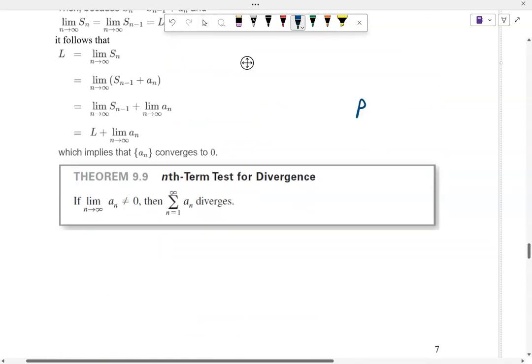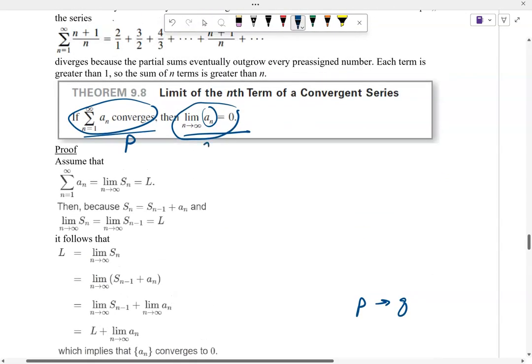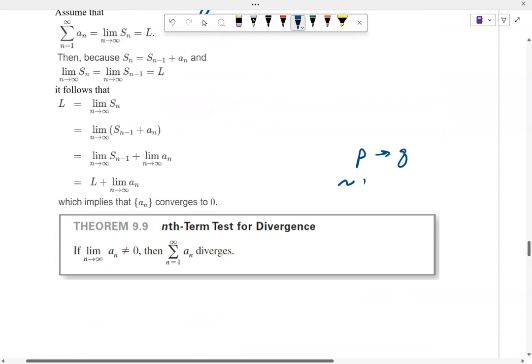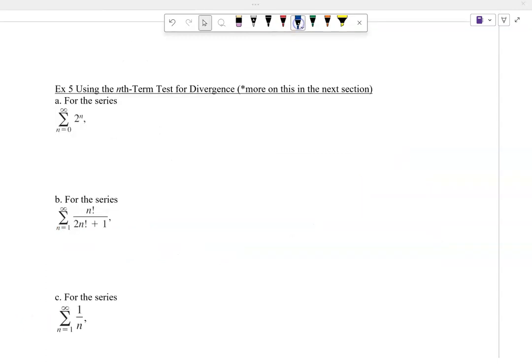But if you have any background in truth tables, if you know if P then Q is true, which is the above here, this is my P and my Q, then not Q implies not P. This is called the contrapositive. So in other words, if the limit is not 0, then it must diverge. Then it must not converge. That's called the contrapositive. This is what's referred to as the nth term test for divergence. So let's go ahead and use this nth term test.